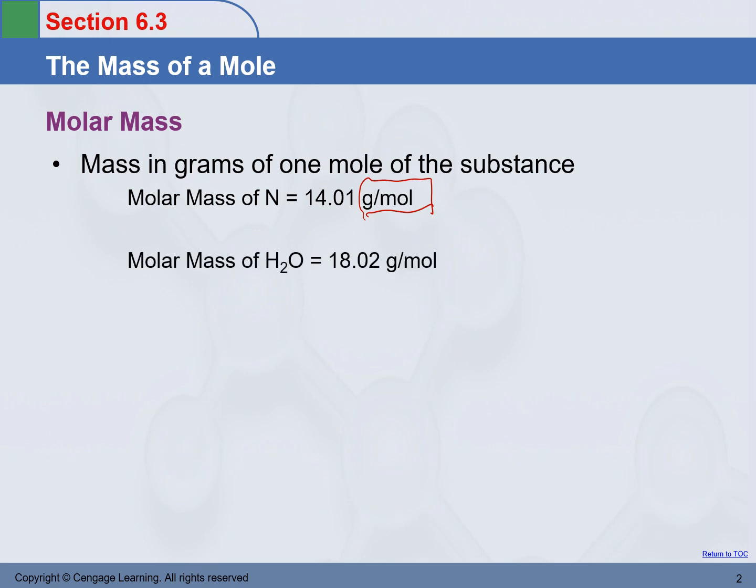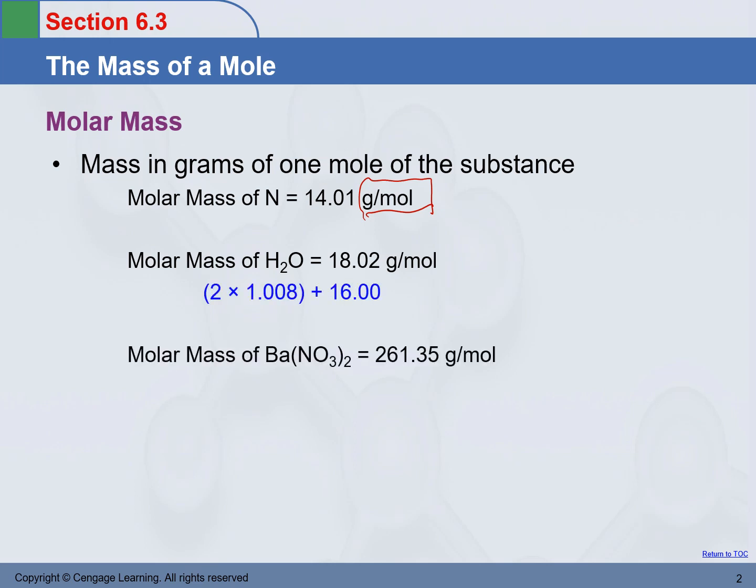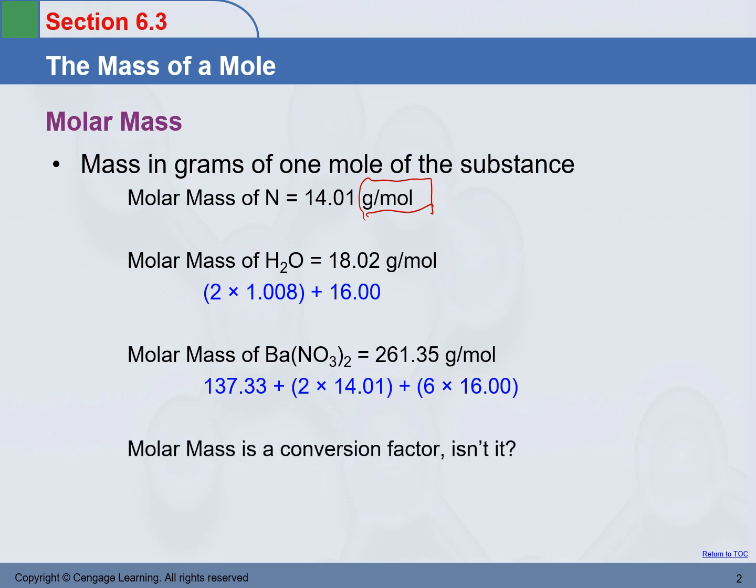Molar mass of water, 18.02. How do you get it? 2 hydrogen plus 1 oxygen. Molar mass of barium nitrate. How do you get it? 1 barium, 2 nitrogen, 6 oxygen. Not a big deal. We know how to do that.